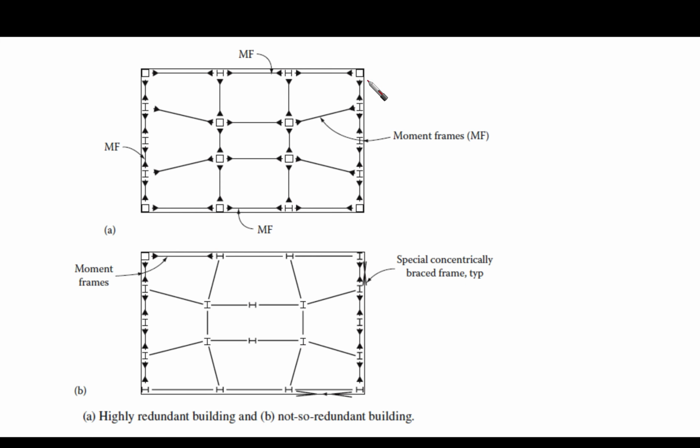Okay, these are only two shapes that you can look at. Here we have a moment frame, with connections between the columns everywhere, and moment frames in the periphery. This is a very highly redundant system, because if this element is not working, then the loading is going to be distributed to many other elements. If this is not working, then some other elements are going to carry it.